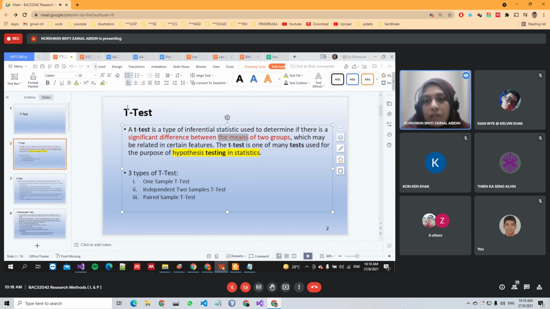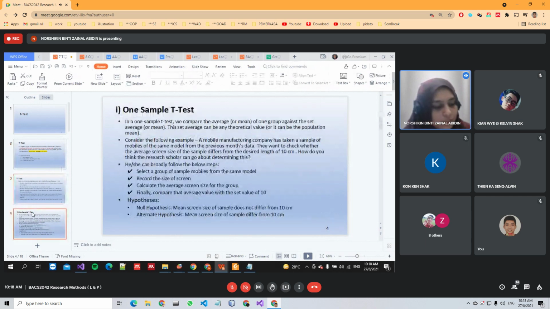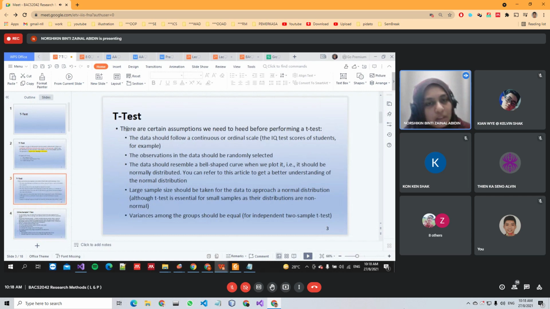So the t-test is one of many tests used for the purpose of hypothesis testing in statistics. There are three types of t-test: first is one sample, then independent two sample, and paired sample. Let's move to the next slide. We will go through each of these t-tests.